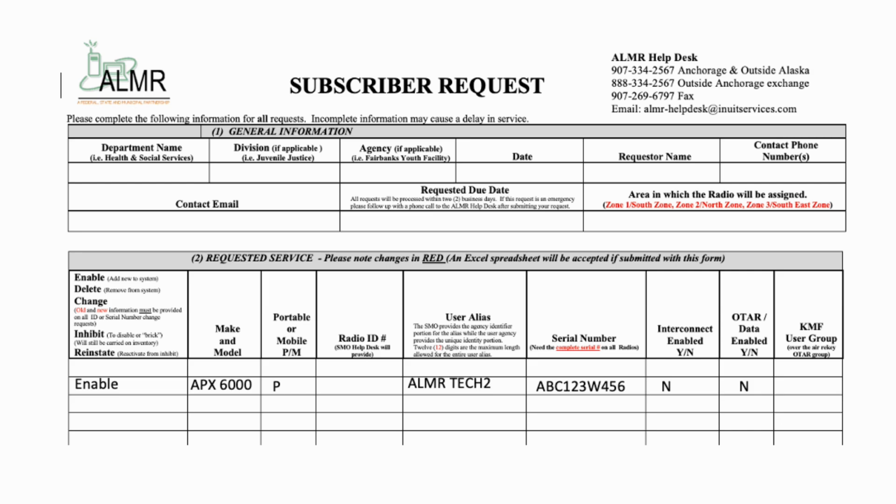To add a radio, indicate that the radio should be enabled and provide the appropriate information. Please note that the user alias is set by the individual agency. However, each alias must start with your agency's assigned identifier. Be sure to include that identifier in the user alias field and do not exceed 12 characters total. If you are making a change to an existing unit, include the old and new information on the form.